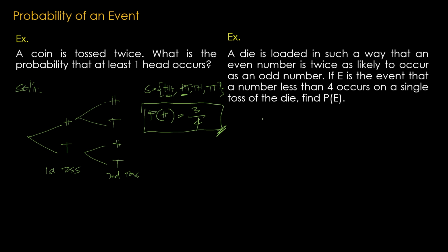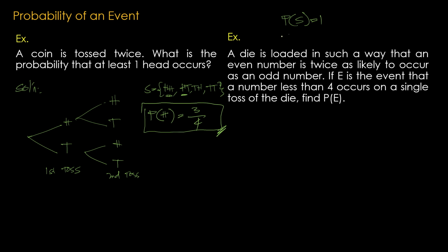Next, a die is loaded in such a way that an even number is twice as likely to occur as an odd number. If E is the event that a number less than 4 occurs on a single toss of a die, find the probability of our event E. Since in our definition in the previous slide, we said that the probability of our sample space is equal to 1.